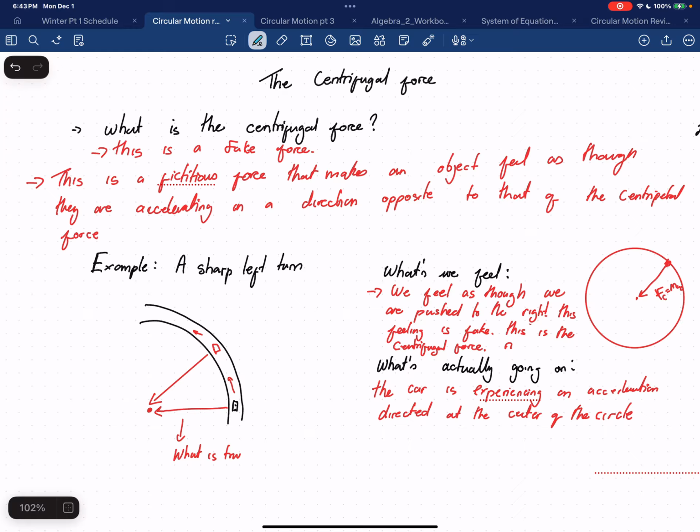So as the car is making a left turn, this is what is truly happening. And a person in the car would feel an outward fake force. That's what the person in the car would feel, pointing to the right. So the centrifugal force should not appear on your free body diagram. Never put the centrifugal force on your free body diagram.